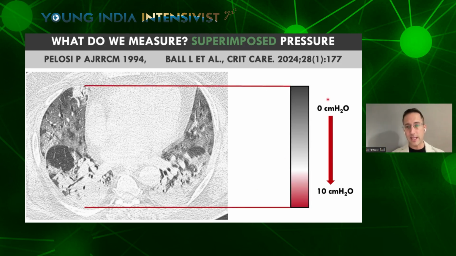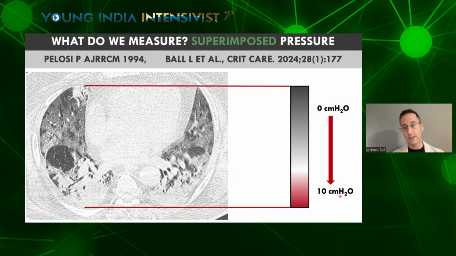So what was a gradient of 3 centimeters of water in healthy lungs becomes a gradient of 10 centimeters of water in the lungs of patients with ARDS. And this is important for 2 reasons. 10 centimeters of water are more than enough for closing the alveoli in the dorsal regions, and this is the reason why most of the collapse in ARDS patients is seen in the dorsal regions.